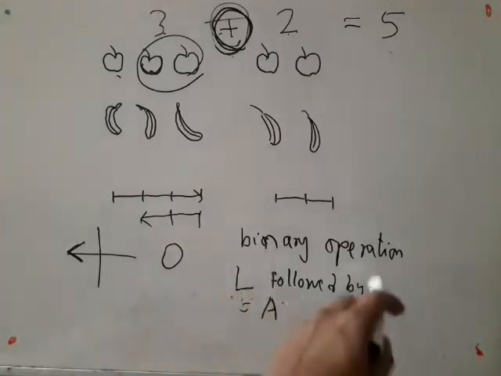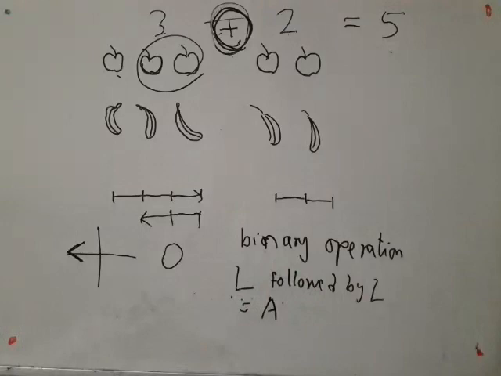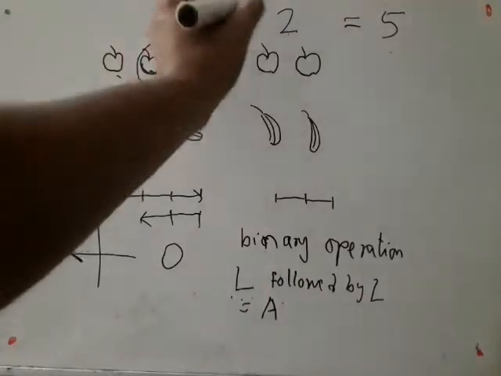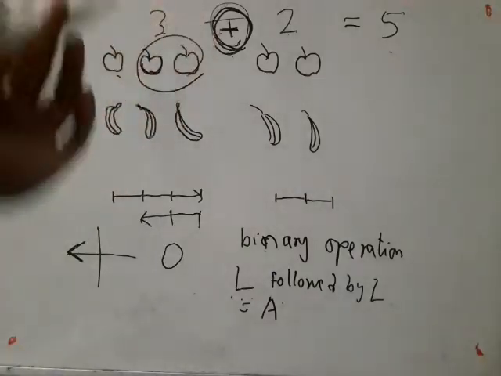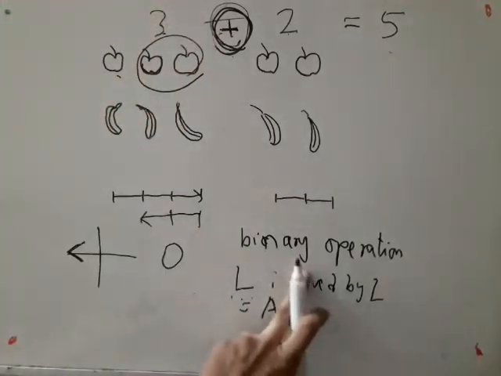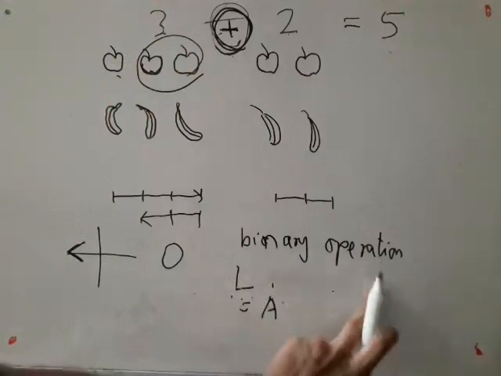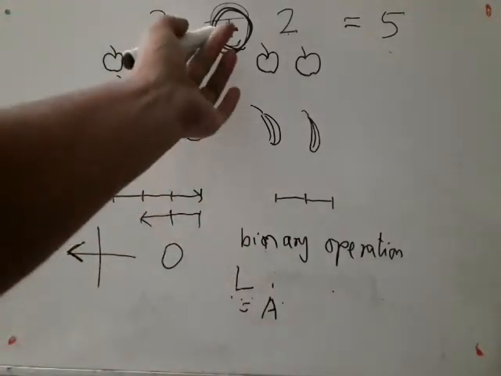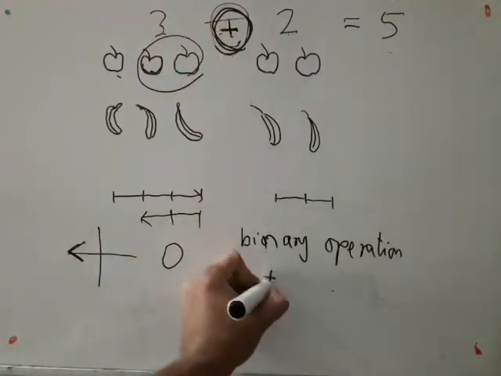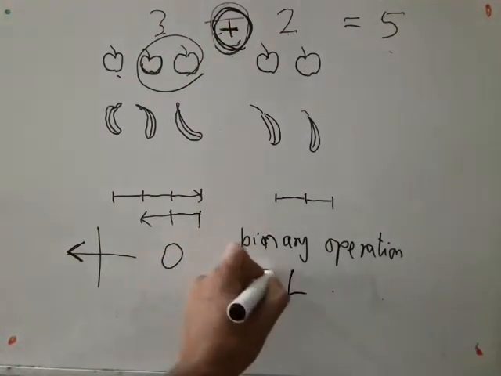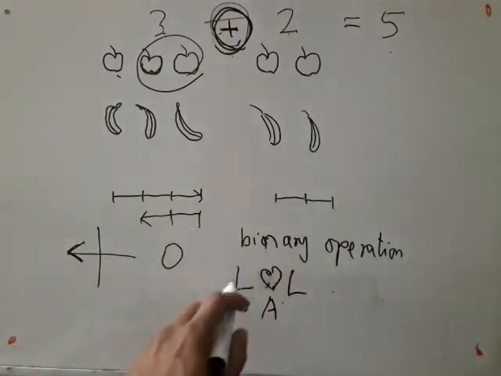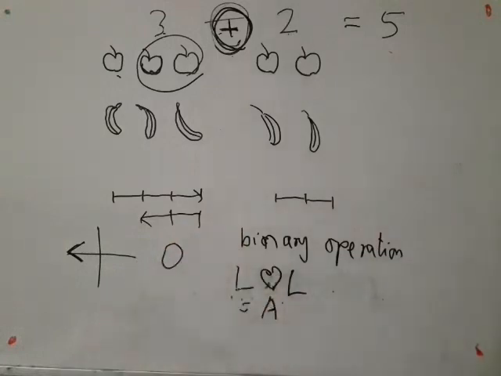Now this "followed by" is a concrete thing, because we are working with soldiers. Just as we use this notation plus, which has nothing to do with putting things together, it is just an abstract symbol, similarly here also we will often replace it by an abstract symbol. We might use the same plus, or we might use something which I have not used. Say I write star, or you can write a heart symbol, whatever. Use something. L followed by L is the same as A. That is a binary operation.